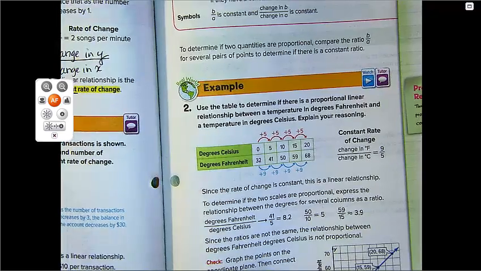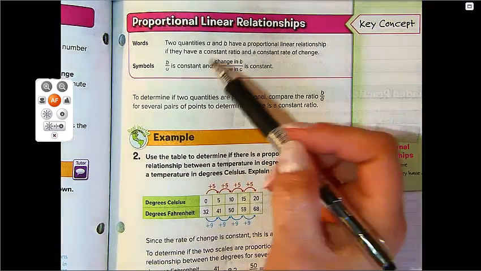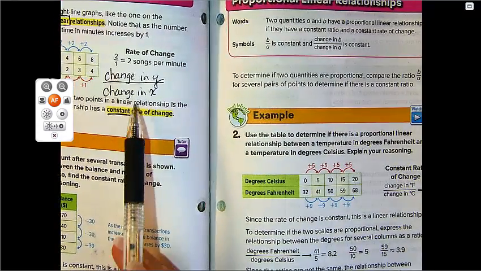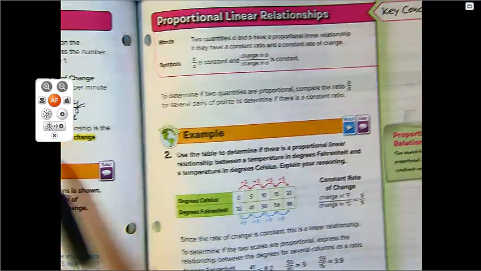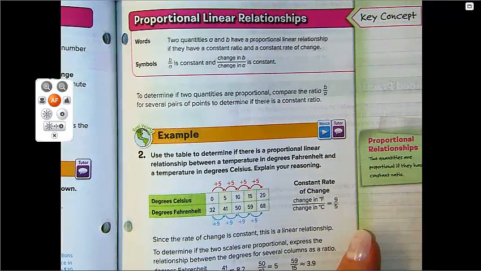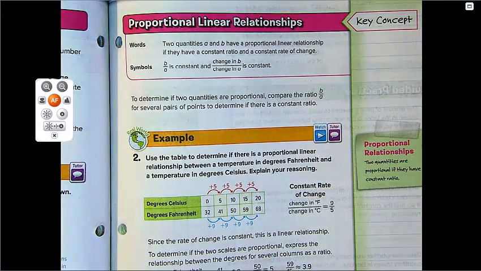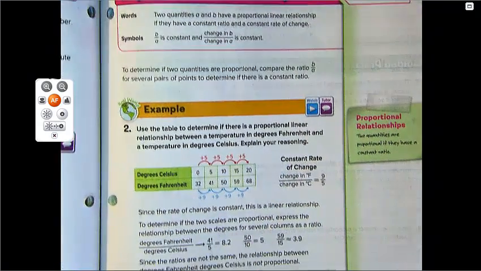Let's look over here. This is saying exactly what I said on this page. A change in y over the change in x. This right here says that exact same thing. A proportional linear relationship is a change in y over the change in x. So now let's look down here.